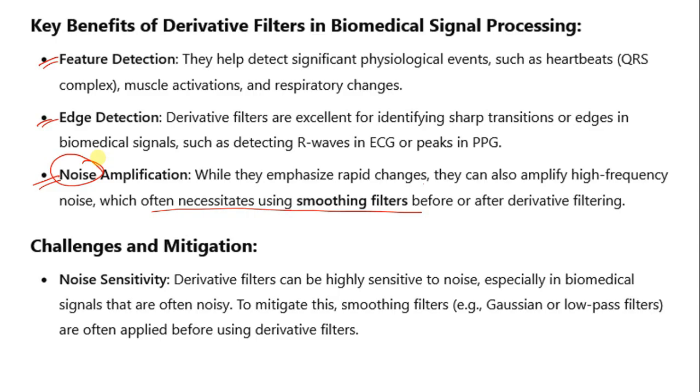Challenges and mitigation: noise sensitivity. They are very highly sensitive to noise, especially in biomedical signals that are often noisy. To mitigate this, smoothing filters, Gaussian or low pass filters, can be applied. Here, as I told, to overcome the reduction of the high frequency signal components by the smoothing filter, you apply the derivative filter. In the same way, in the next step, you apply the smoothing filters.